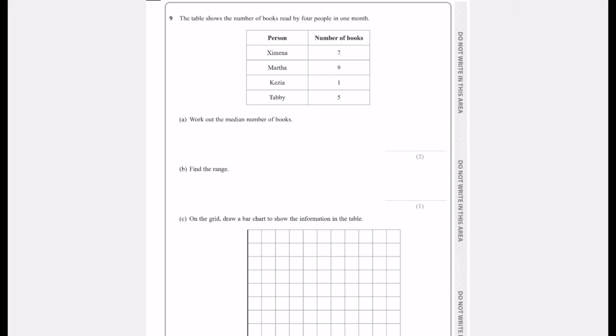Question 9. The table shows the number of books read by 4 people in 1 month. Work out the median number of books. So if we write them all in order, it goes 1, then 5, then 7, then 9. We want the middle number. But because there's an even number, we're going to be looking halfway between the 5 and the 7. And halfway between 5 and 7 is 6. So it's the middle of 5 and 7, which is 6.